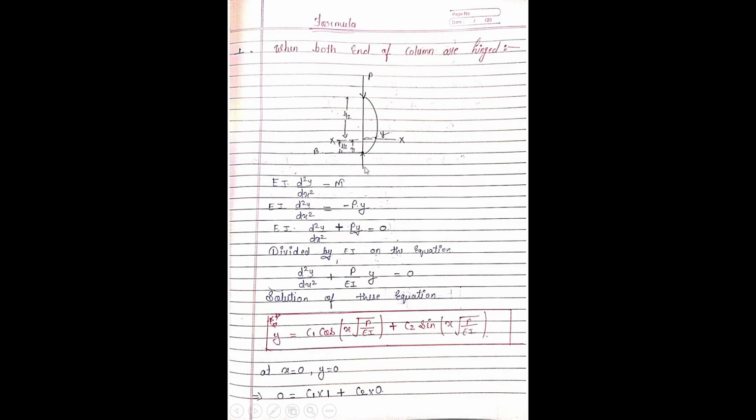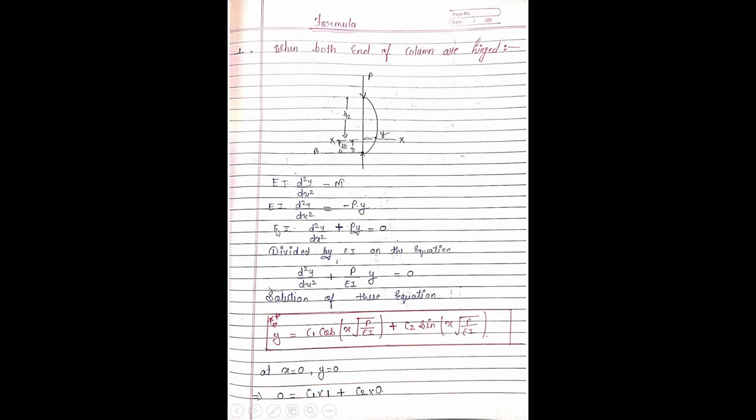The force is P, and the perpendicular distance from here to here is y. This one is x, this distance is y. So the moment of this force P about this point is force into perpendicular distance, meaning P into y. This one is minus P y. So from that, EI d2y by dx square plus P y equal to 0.